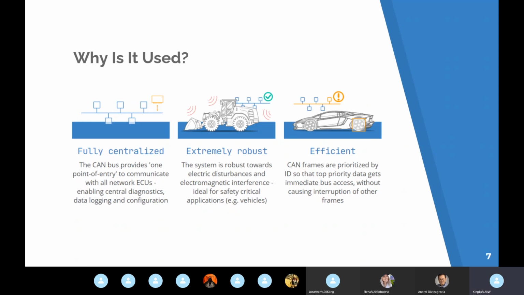And why do we use CAN? Three main reasons. First, it's fully centralized, so every node, every ECU is on that main network. Second, it's very robust. As I talked about, electromagnetic disturbances are reduced, and it's used in large industrial settings that have a lot of disturbances. And finally, it's very efficient. CAN frames are prioritized by ID, and the amount of layering you can have in priorities is quite a lot, without any interruptions of other frames. Okay, moving on.